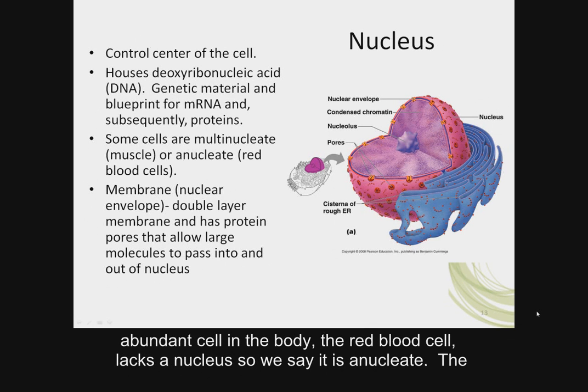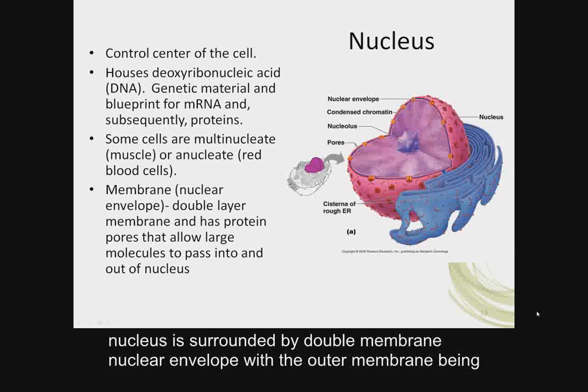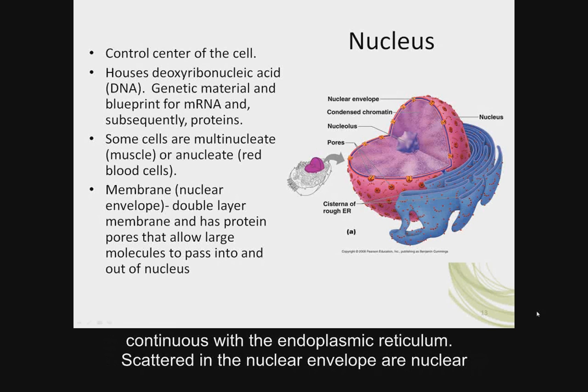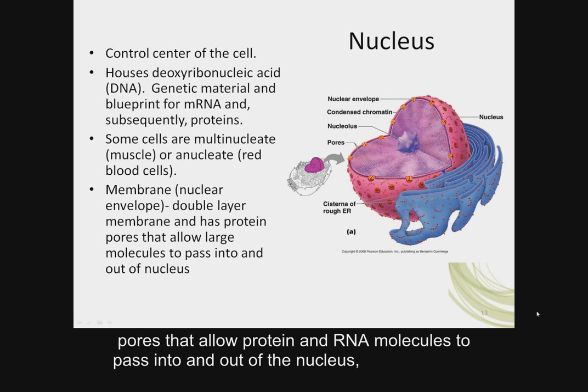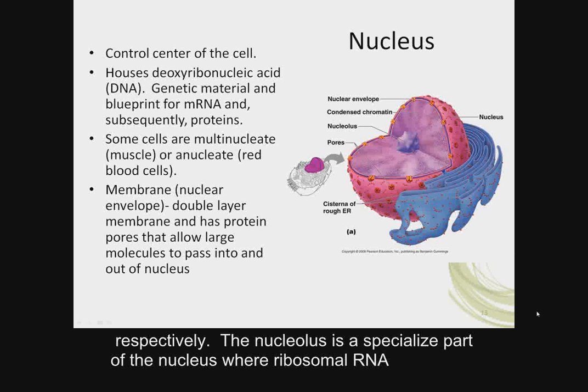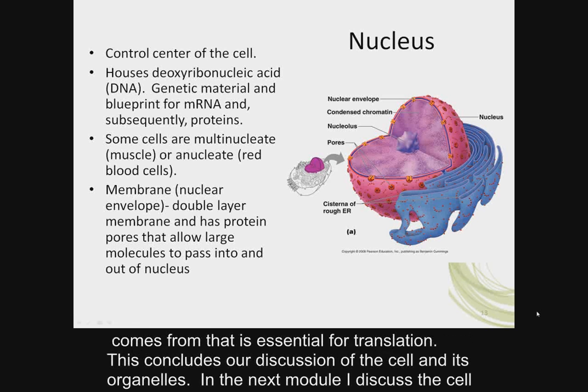The nucleus is surrounded by a double membrane nuclear envelope, with the outer membrane being continuous with the endoplasmic reticulum. Scattered in the nuclear envelope are nuclear pores that allow protein and RNA molecules to pass into and out of the nucleus, respectively. The nucleolus is a specialized part of the nucleus where ribosomal RNA comes from that is essential for translation. This concludes our discussion of the cell and its organelles. In the next module, I discuss the cell cycle.